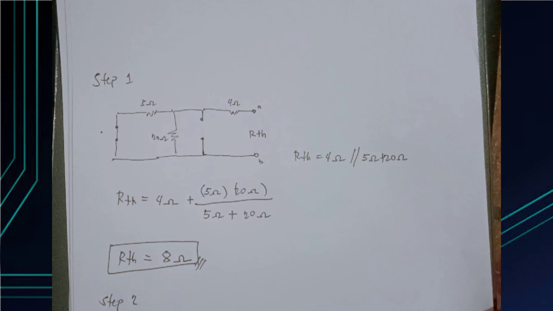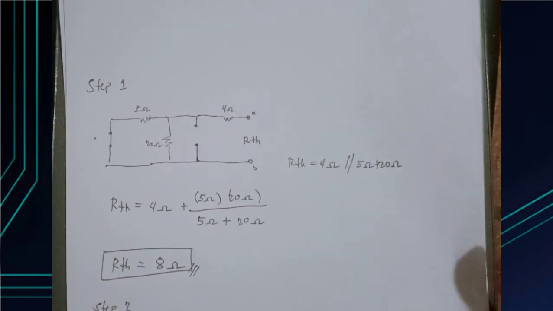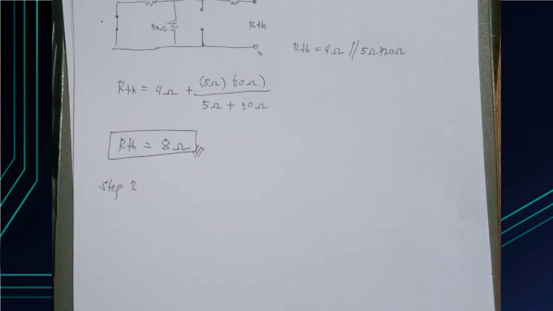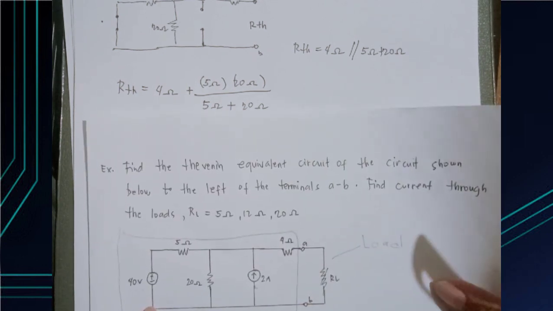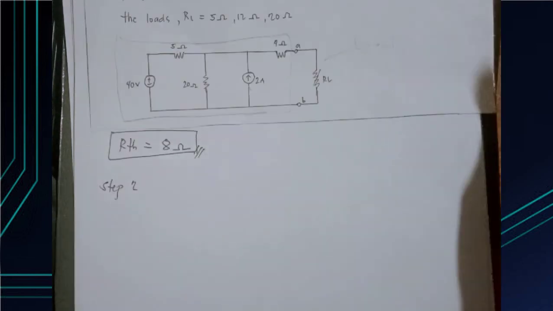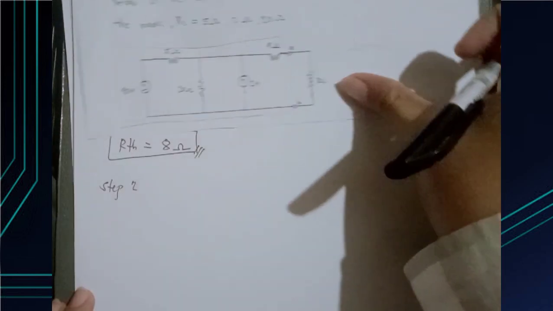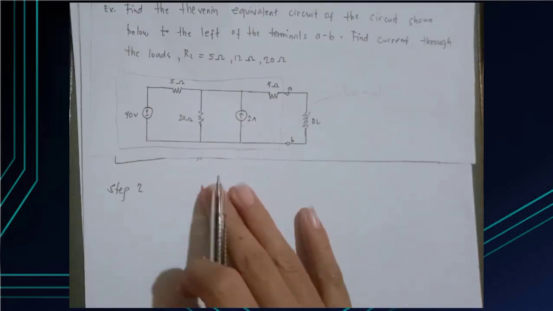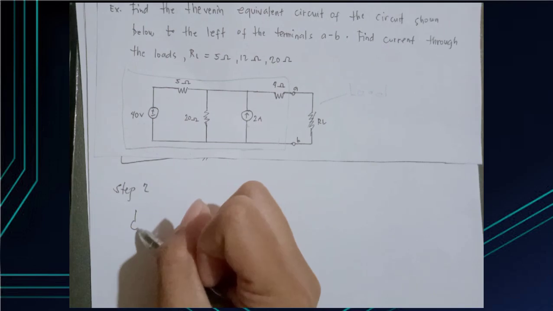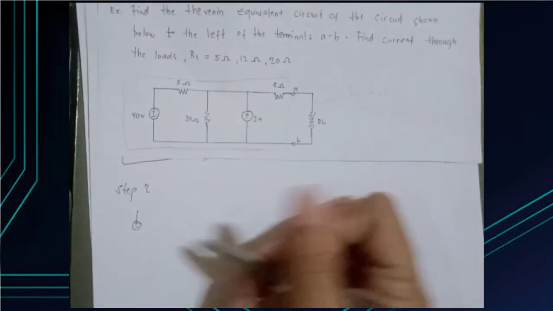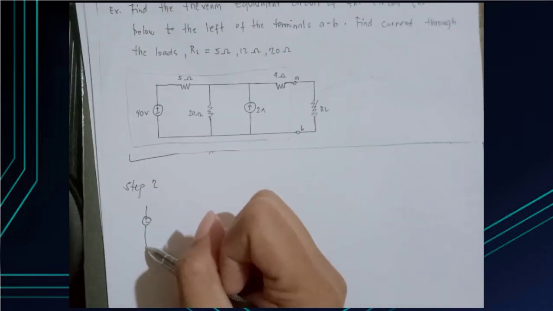Since step 1 is done, we move on to step 2. It says to find the open circuit voltage across terminals A and B. Find the voltage, the VTH. So, for this given circuit, this is how it will look. Just copy that, with plus and minus, then like this.